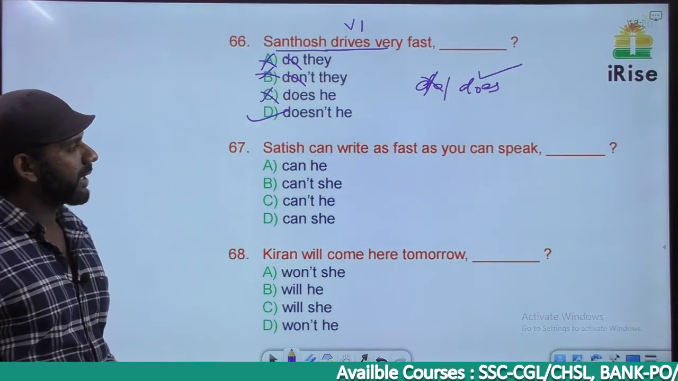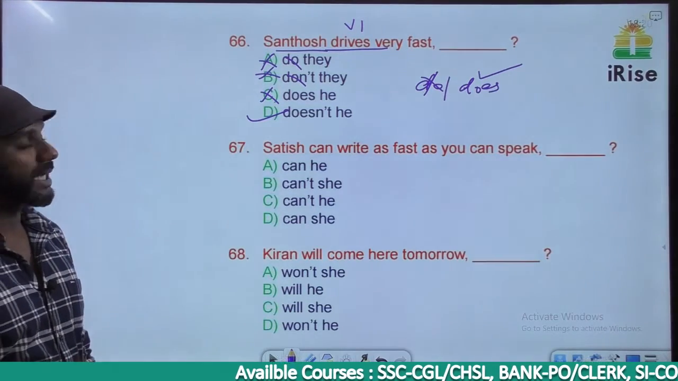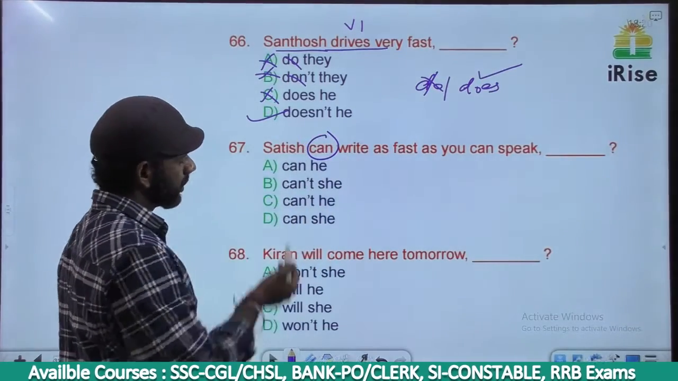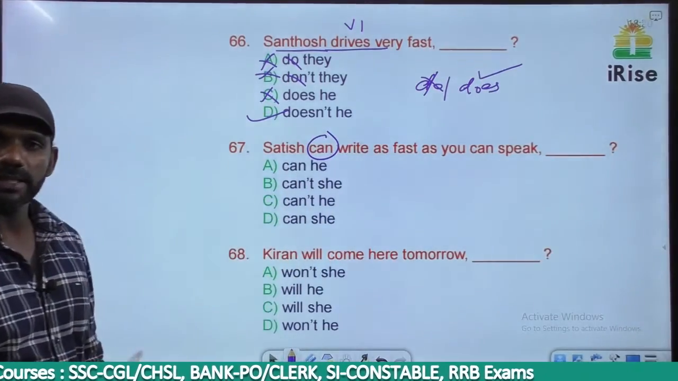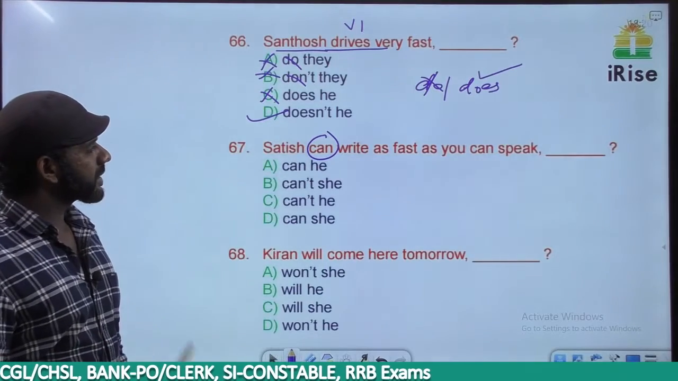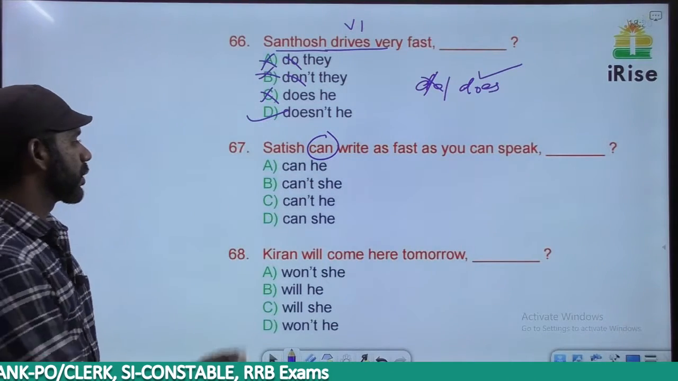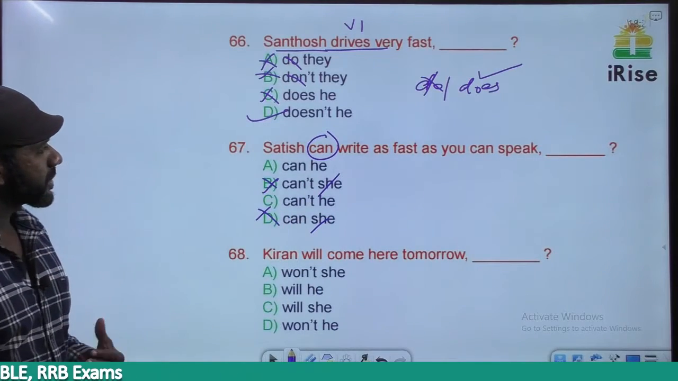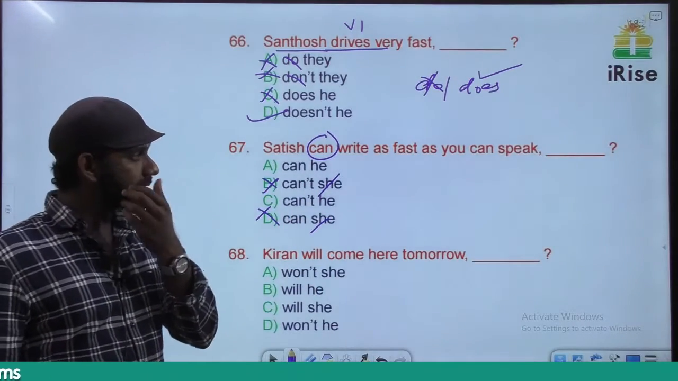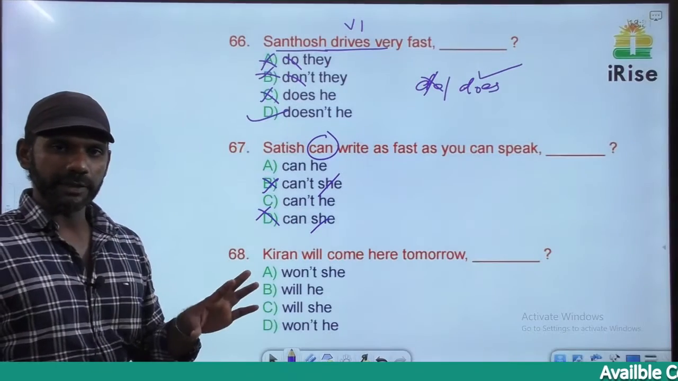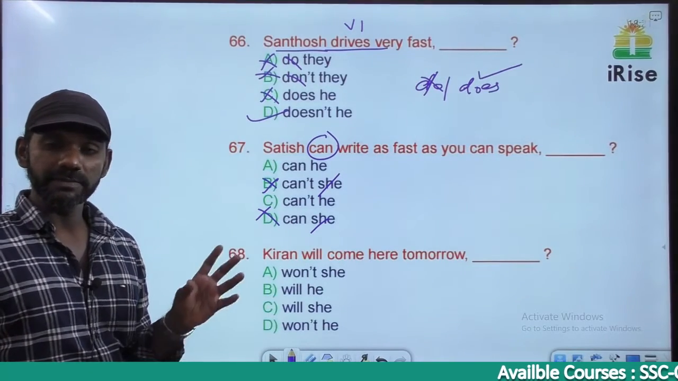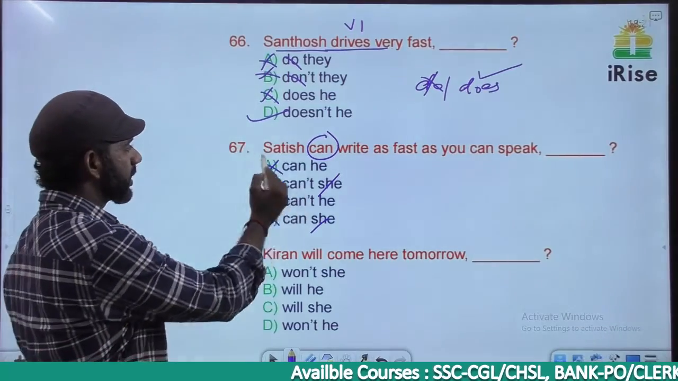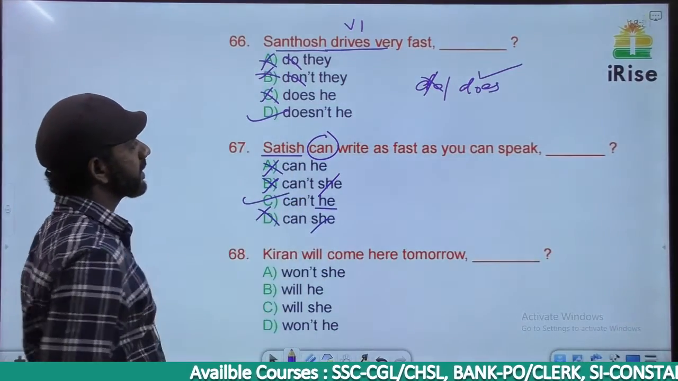Satish can write as fast as you can speak. The auxiliary verb here is can. So anyway, all the options contain can. Satish can write. Satish is male, so B and C are gone, she eliminated. There's no negative term. So in the tag there must be a negative term. Cannot, short form is can't. Based on that, A is gone. Subject is he, so can't he.